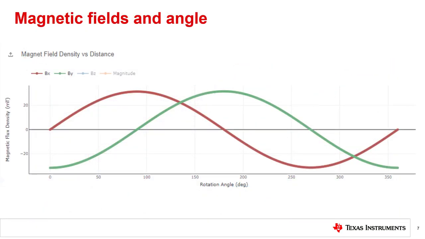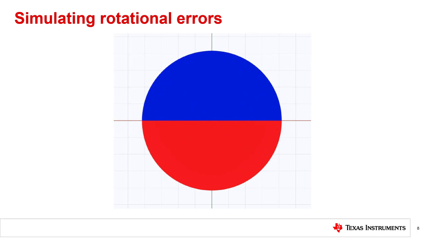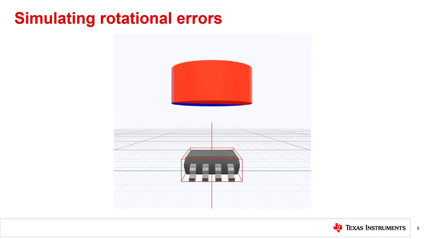Further looking at the graphs, if we disable the magnitude and BZ fields, we can more clearly see the field in the X and Y direction. If we look at the angle output, which is labeled as device output 2, we can disable the XZ and ZX angle to focus specifically on the XY angle since it is more linear. We can take the device's generated angle data and compare the device results relative angle to the magnet's angle of rotation in the simulation. This can be used to identify the possible angle error that may exist in your current configuration.